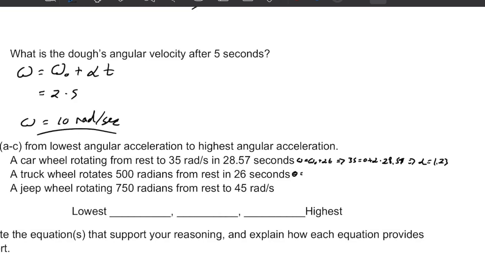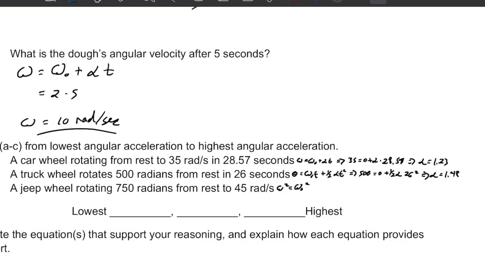For the second one, a truck wheel rotates 500 radians, so they've given me theta at 500, from rest, so my initial angular velocity is 0, in 26 seconds, so my time is 26. What do I not have? I don't have final angular velocity, so I'm going to use theta is equal to initial angular velocity, omega naught, times time, t, plus 1/2 angular acceleration, which is alpha, times time squared, t squared. Plug in the information I have, and I get 1.48.